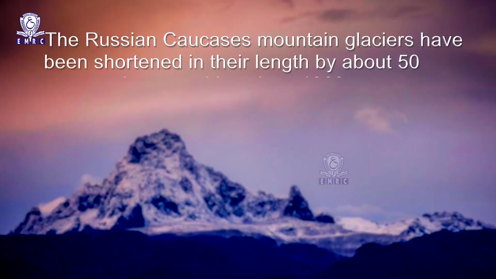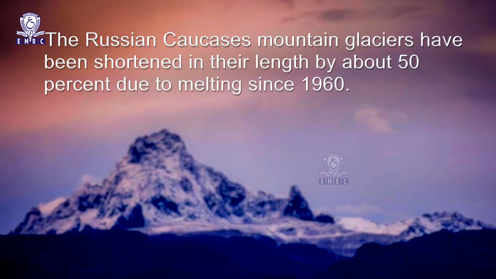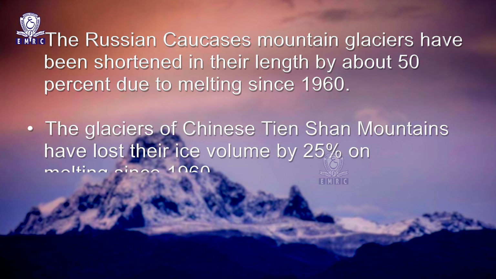The Russian Caucasus Mountains glaciers have been shortened in their length by about 50% due to melting since 1960. The glaciers of the Chinese Tian Shan Mountains have lost their ice volume by 25% on melting since 1960. The glaciers of the Southern Alps of New Zealand have moved upward by about 100 meters due to their retreat caused by the thermal melting of ice. Mount Kenya has lost its most extensive glacier in the past century, etc.